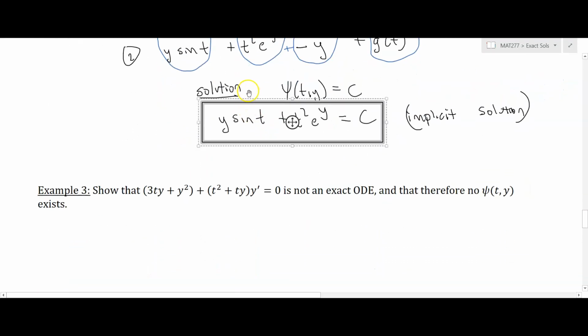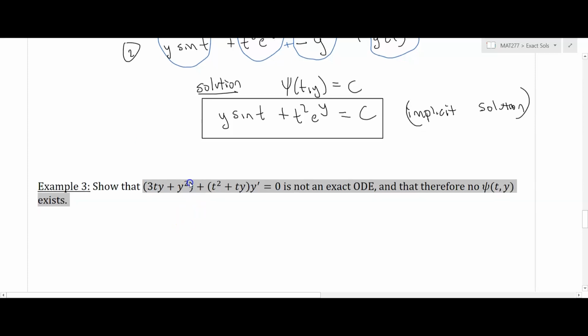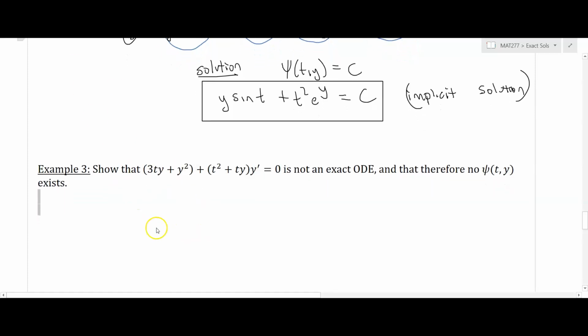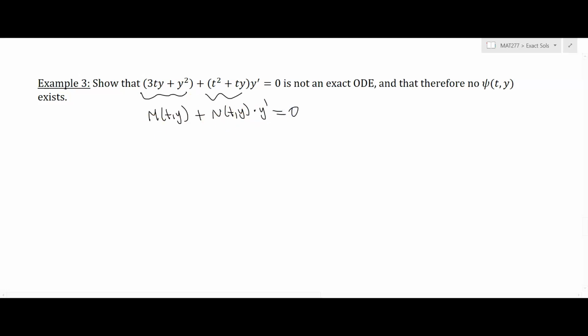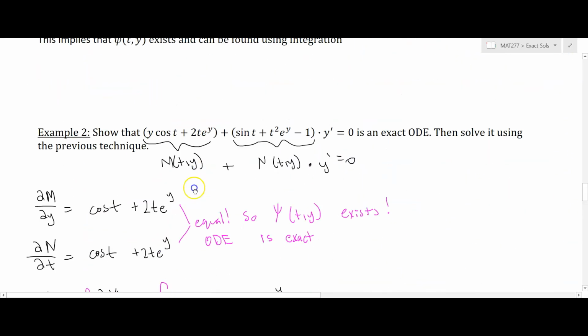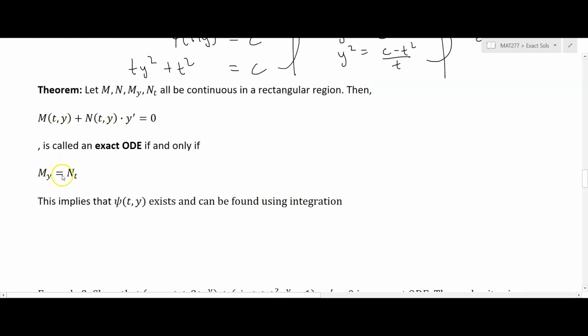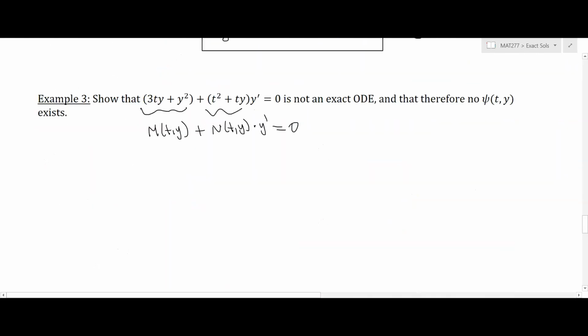All right. Let's take a look at a situation where this all fails. Because of course we want to know, what do we do then when this is not an exact equation? So once again, we identify the pieces. This is m of t comma y, and this is n of t comma y, times y prime. These things added together do give me 0. It matches the template. So coming back up here, I just have to show that it's an exact ODE and psi exists if and only if I can take the derivative with respect to y of m, and that's going to equal the derivative of n with respect to t.